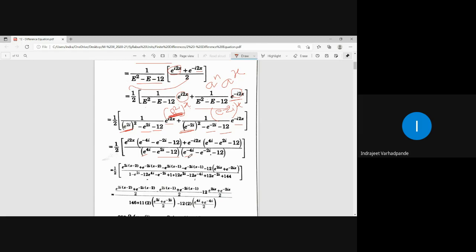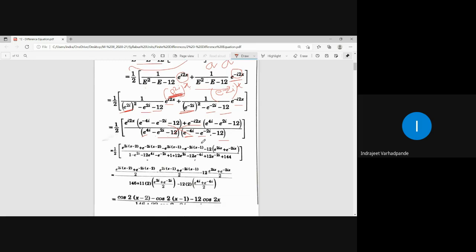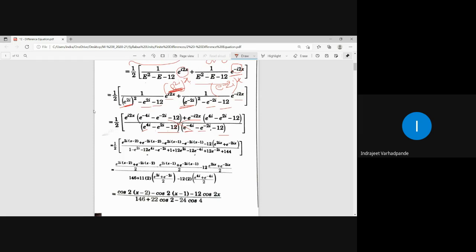So it is e to the power minus 4i minus e to the power minus 2i minus 12. Then take LCM. These two brackets will be multiplied together in the denominator. So this bracket on the first term, this bracket on the other term. So cross multiply with each other, simplify. Simplification is a bit tedious. Term by term multiplication is done.